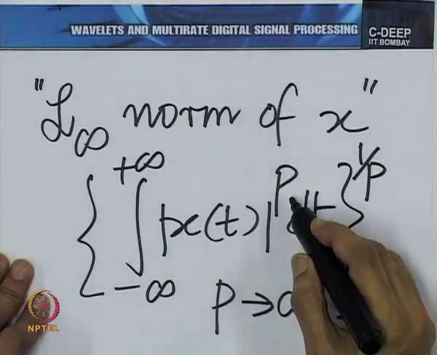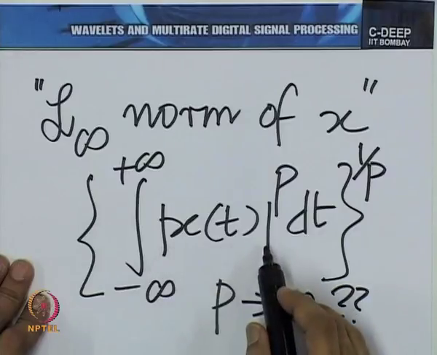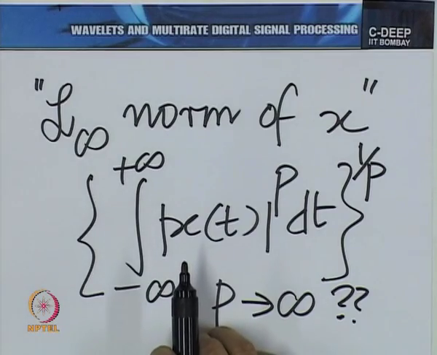You see, as p becomes larger and larger, what are we doing? We are emphasizing those values of x t which are larger. So, for a larger value of p, we are emphasizing those values of mod x t which are larger, and as p tends to infinity, we are in some sense highlighting that part of x t which is the largest. So, in other words, the L infinity norm of x essentially would correspond to the maximum or the supremum, the very largest value that x t can attain all over the real axis. So, it has a meaning even as p tends to infinity.